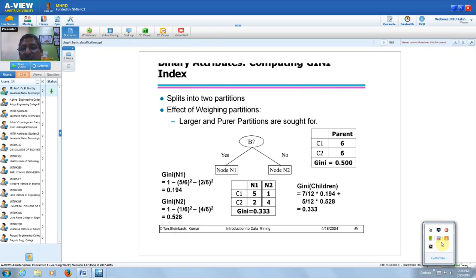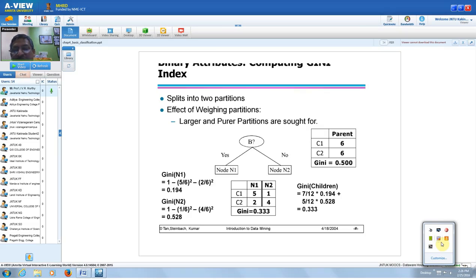Before the split, the parent has got 6 plus 6, 12 records. So this is the most impure aspect. Now with this kind of split, you have got the Gini index of N1 as 0.194, that is 1 minus (5 by 6 square plus 2 by 6 square). And for the second node, it is 1 minus (1 by 6 square plus 4 by 6 square). Are you clear with the Gini index calculation?